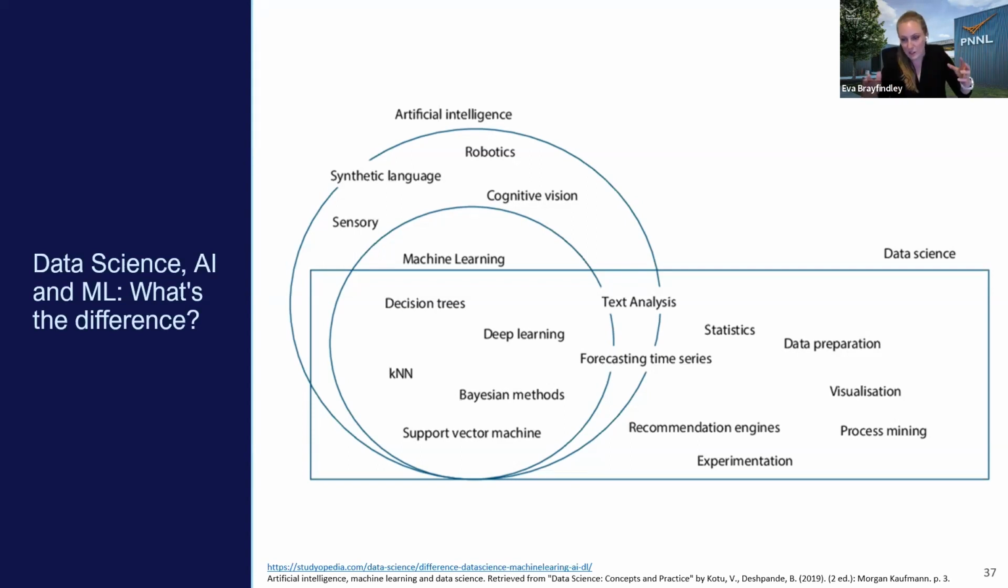Now, this is just my definition. This is not necessarily everyone's definition and breakdown of how they separate these categories, but this is what I think of when I think of data science, machine learning, and AI.